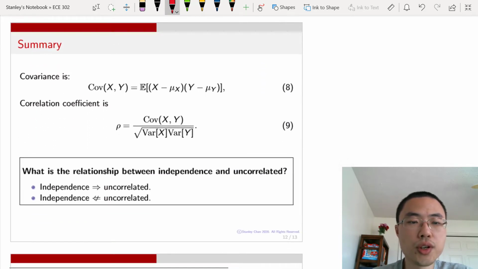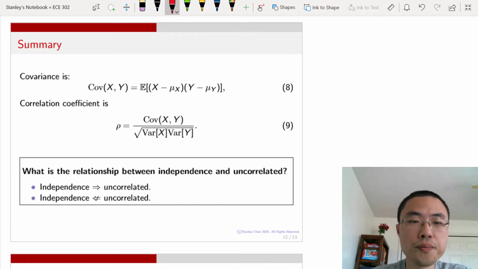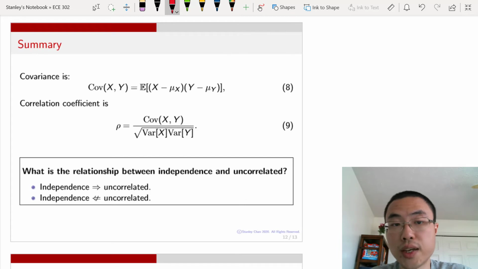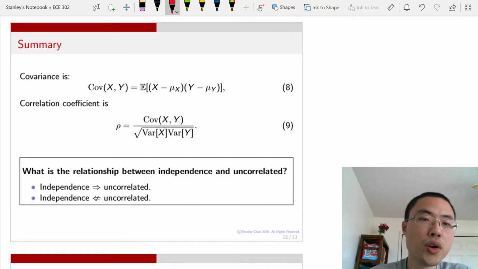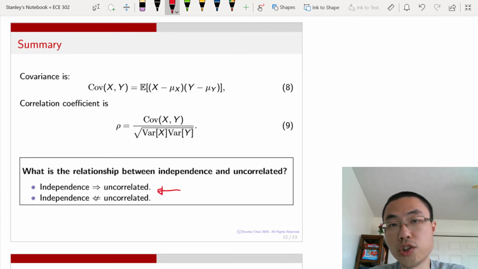I hope this lecture has given you some very practical and useful knowledge about calculating the relationship between two random variables. You can calculate the covariance, and you can also calculate the correlation coefficient. The covariance is really a generalization of the variance, and the correlation coefficient is really another version of the cosine angle that we talked about in the last lecture. One very important thing to remember in this lecture is this one-sided relationship: independent implies uncorrelated, but uncorrelated does not imply independence. I hope you'll be able to differentiate the concept between the two.